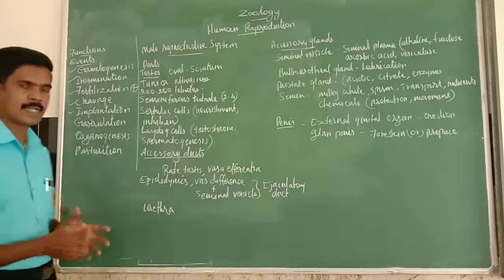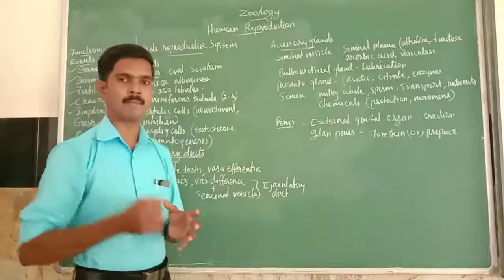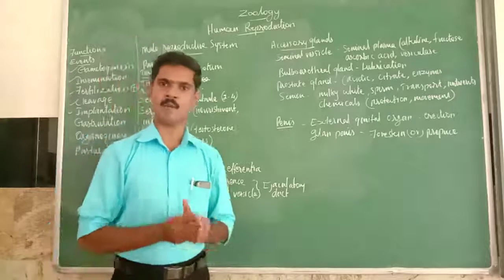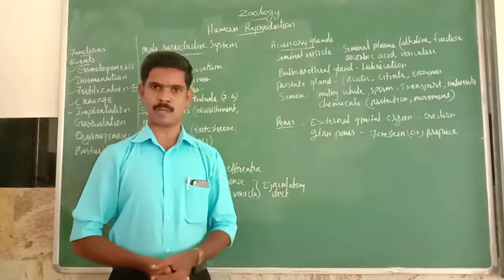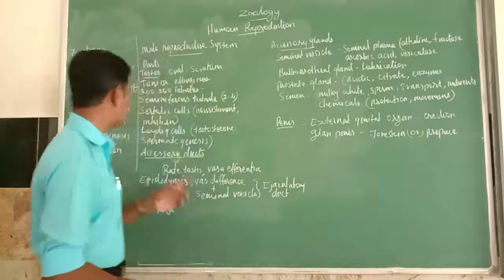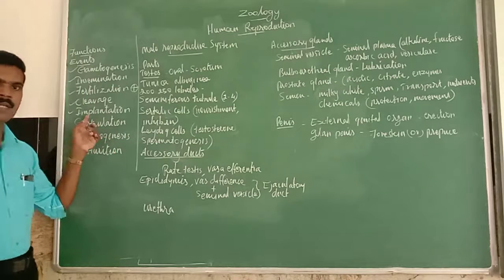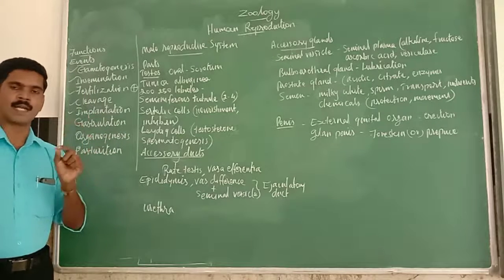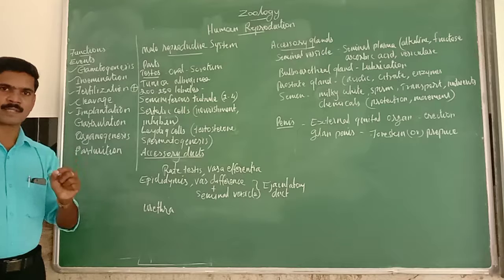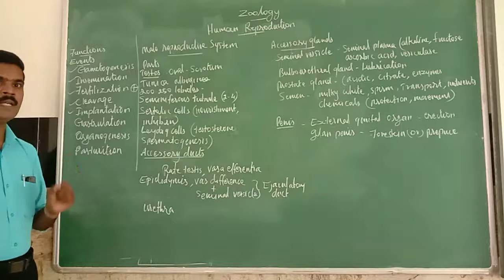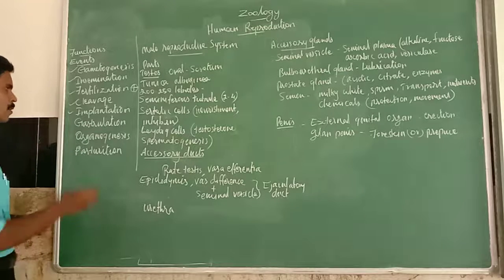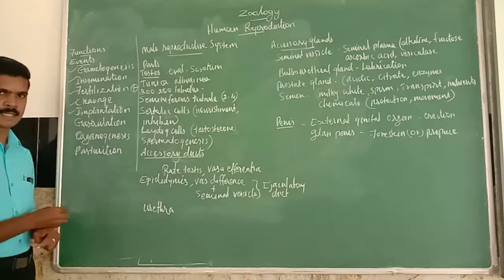The fertilized egg, or the zygote, is implanted or attached to the wall of the uterus of the female reproductive system. It is called implantation. So the process of attachment of the blastocyst to the wall of the uterus of the female reproductive system is called implantation.